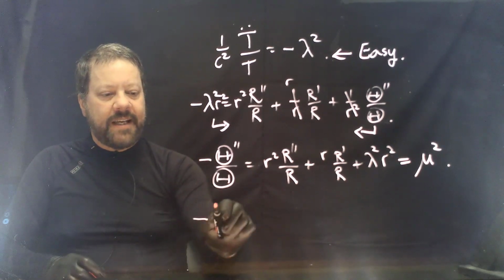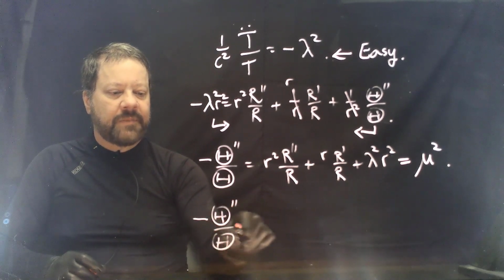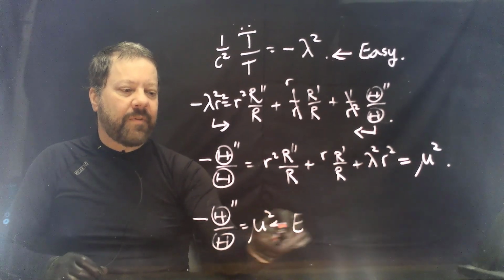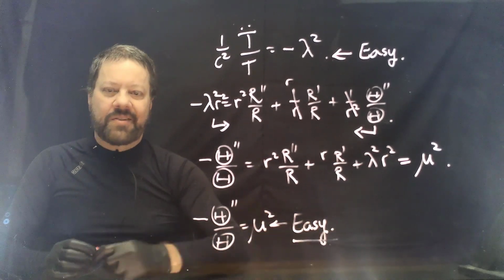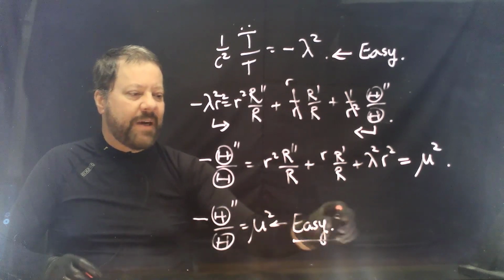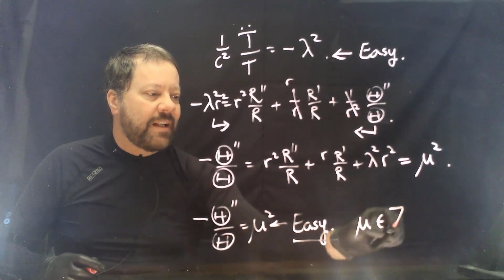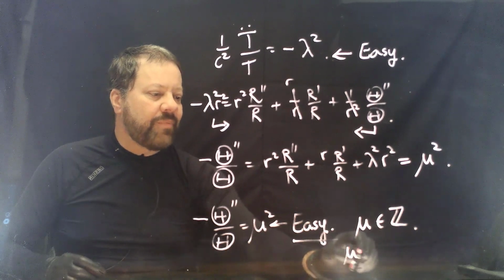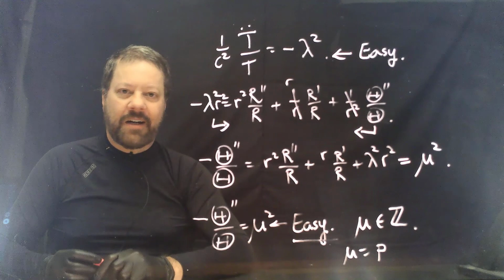This gives us negative theta prime prime over theta is mu squared, and that is also easy to solve. However, to get that 2 pi periodicity, we need mu to be an element of the set of integers. So we'll set mu equal to p for clarity in this case.